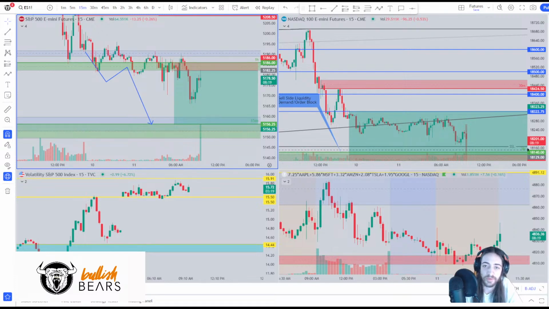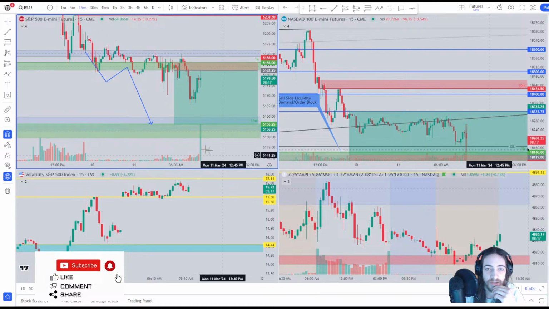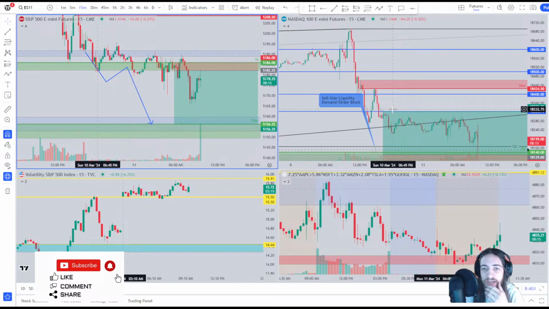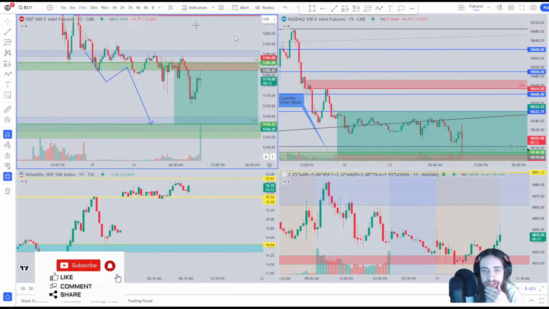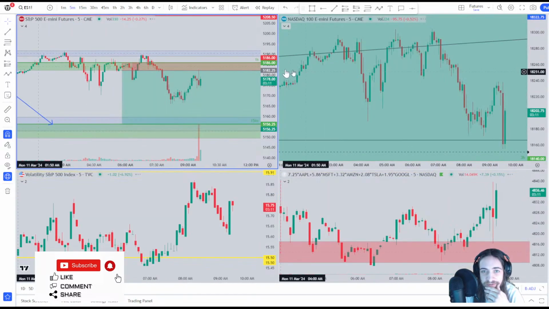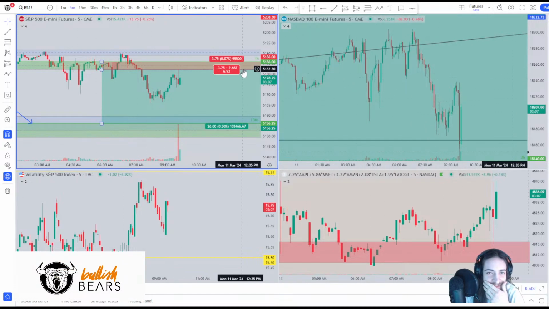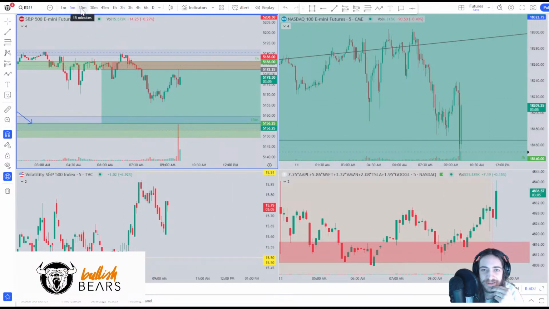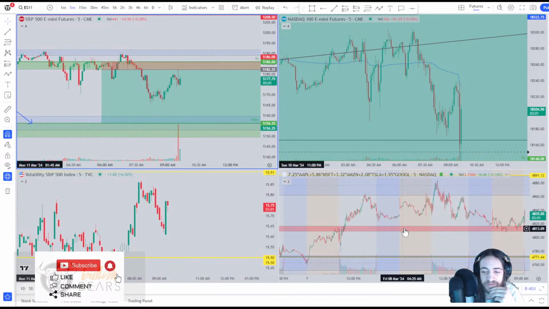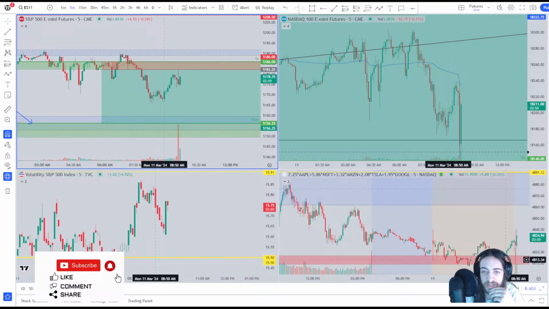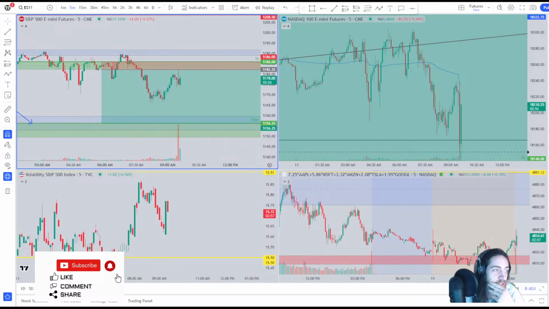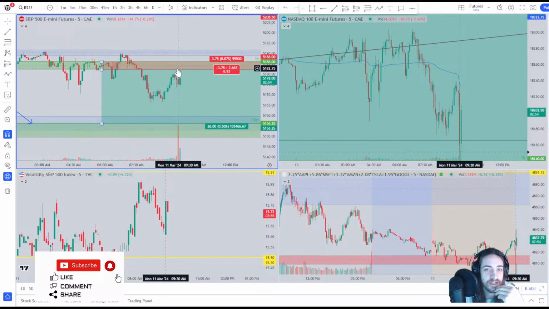Alright, let's see. So that sell side liquidity was swept on NASDAQ. We're pulling back up from it at the moment. Yeah, look at that. Wow, wow, wow. Oh, and I just realized we had an area of interest that we hit on the weighted index. So again, I'm just staying patient on this. I have some sell orders out on ES way up here.